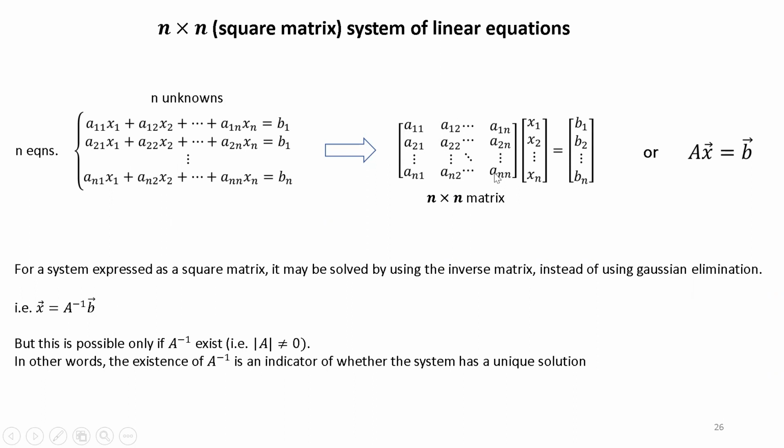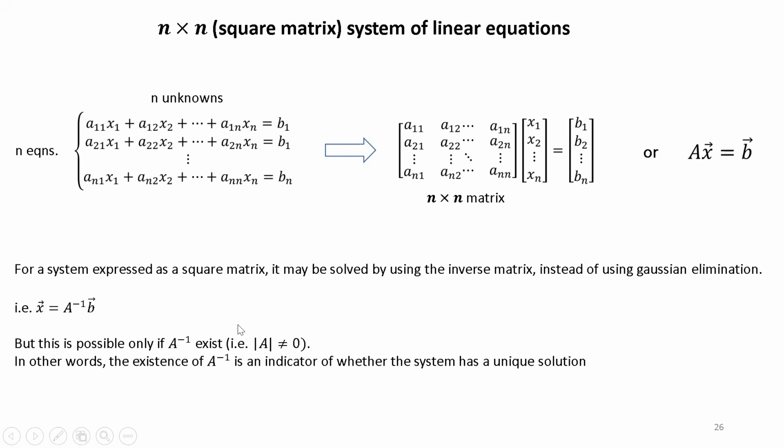And if we have a square matrix, the system can also be solved by finding the inverse of the matrix. For an m by n matrix, we don't have an inverse. Only a square matrix has an inverse. So if I have a matrix system like this, then x is just given by A inverse B. And this is possible only if the inverse of A exists, which also means that the determinant of A has to be non-zero.